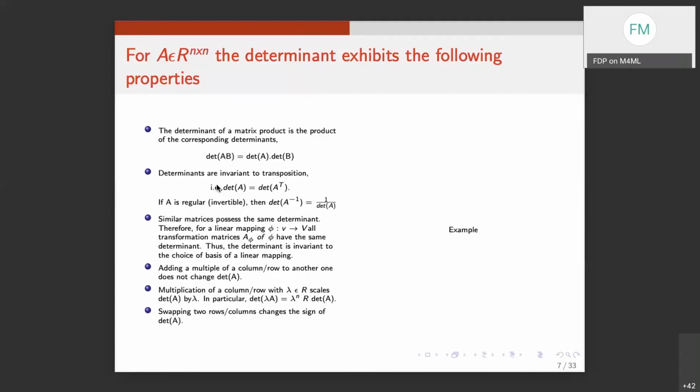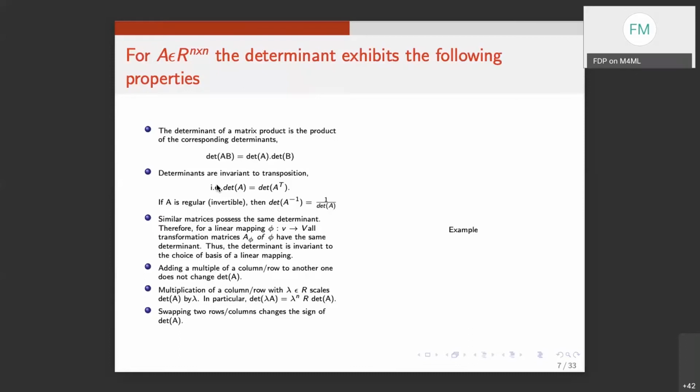So therefore, for a linear mapping phi, all transformation matrices A phi of phi have the same determinant. So therefore, the determinant is invariant to the choice of a basis of a linear mapping. So in these cases, we will try to add multiple rows or columns to another, which does not change the determinant of A. Okay.